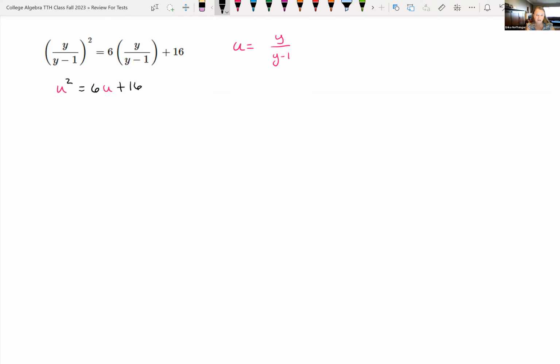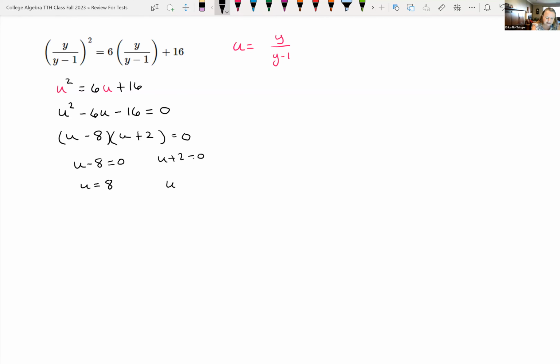Quadratic equation. So we want to set our equation equal to 0. So let's subtract 6u. So I have u squared minus 6u, and subtract 16 on both sides, so minus 16 is equal to 0. Looking for two numbers that multiply to -16 and add to give us -6. That would be a -8 and a +2. So we're looking at when is u minus 8 equal to 0? That's when u is 8. And when is u plus 2 equal to 0? That's when u is -2.